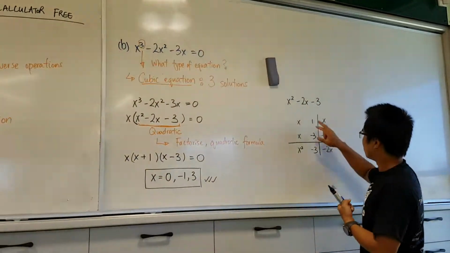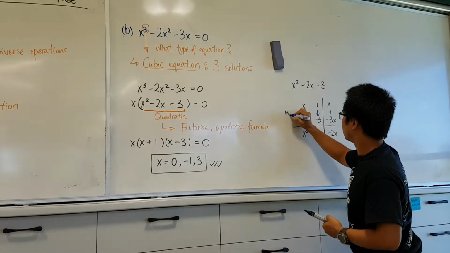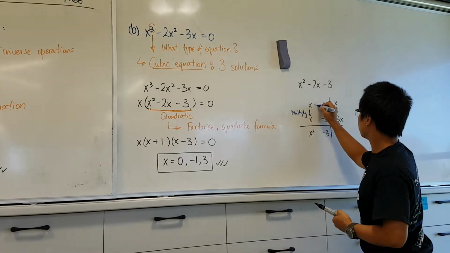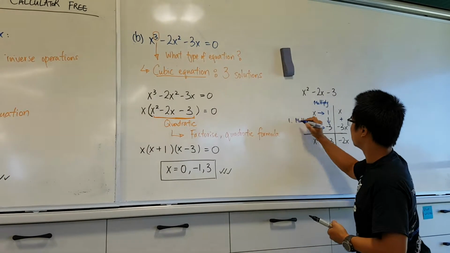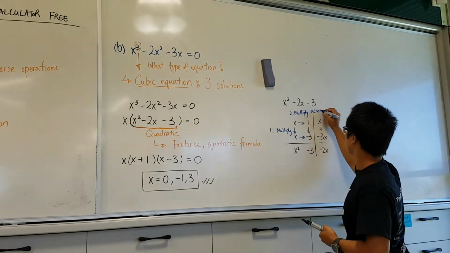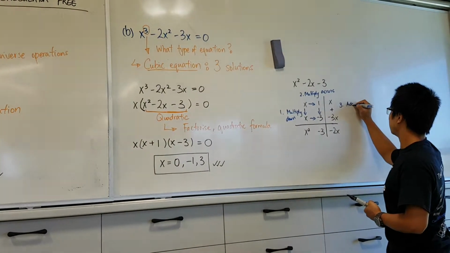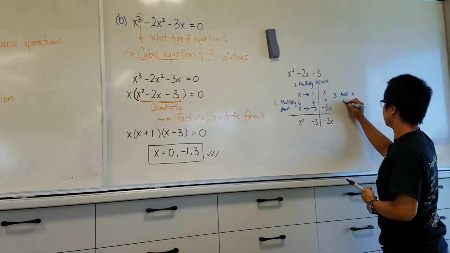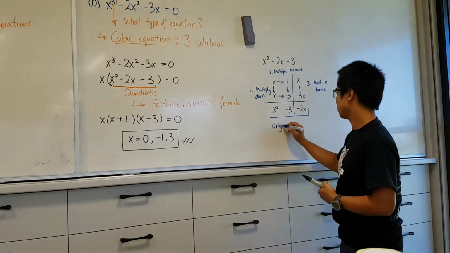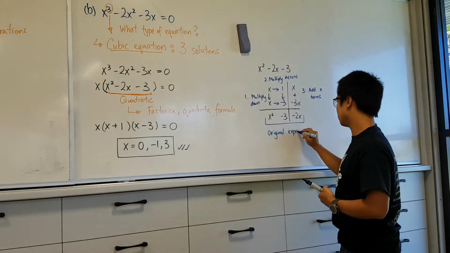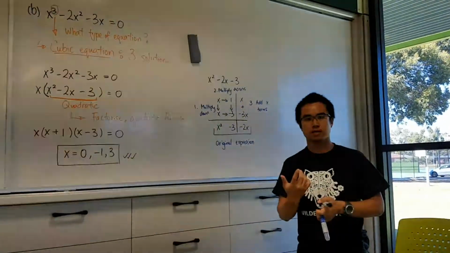So once again, write up your table, do a check by multiplying downwards, and then multiplying across. So step 1, step 2, multiply across. And then step 3, add the x terms. This should give you your original expression. This is a tool for factorization that I believe you guys learned in year 9 or something. Yeah, 8, 9, something like that.